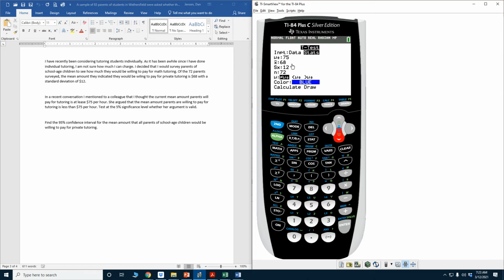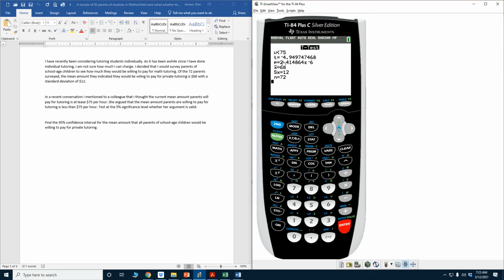And now here, I'm gonna set whether my alternate hypothesis, am I testing to see if mu is actually different from 75, less than 75, or greater than 75? As I mentioned in the middle paragraph to the left, my colleague argued that the mean amount is actually less than 75, and so I'm going to set this to mu is less than mu sub 0, or less than the 75. I go down to calculate. I'm going to press calculate, and the calculator runs this very quickly.